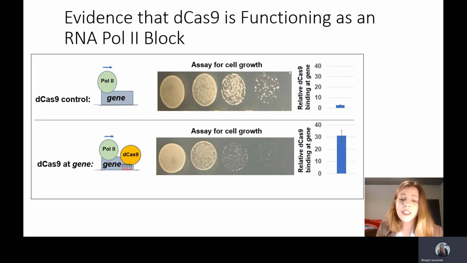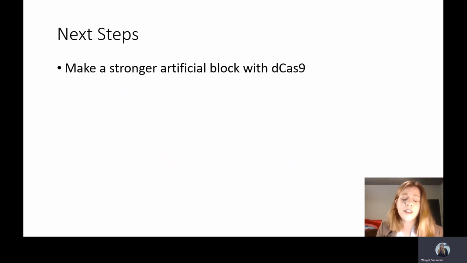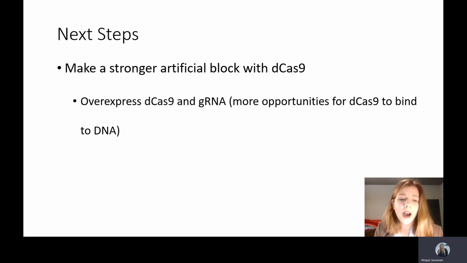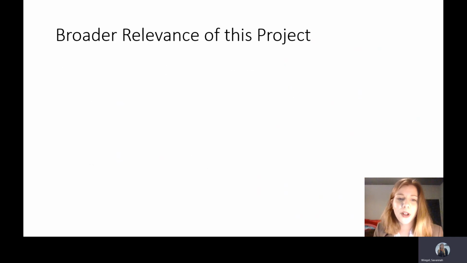And then we did an assay to measure relative deactivated Cas9 binding and saw that it was actually binding compared to our control group. And so our next steps are to make a stronger block, because that block wouldn't suffice for the experiments that we'd like to do. And then from there, we plan to identify proteins that help RNA polymerase II overcome this block.